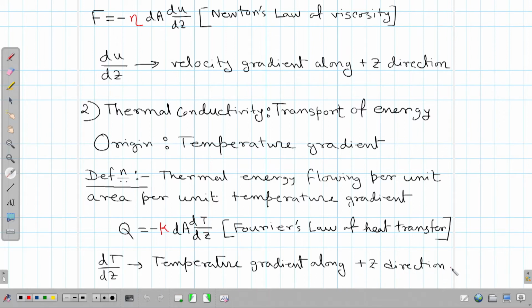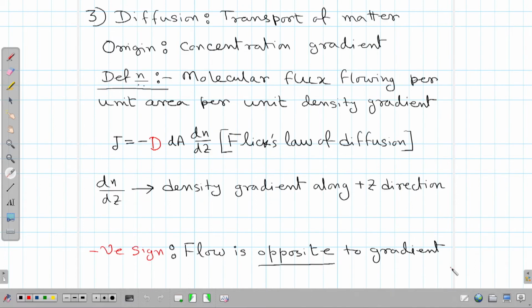Once again we are talking about only one direction, but it can be very well generalized to 3 dimensions, right. And lastly, we have diffusion, which is actually the transport of matter. What is diffusion? If we have, instead of a temperature gradient, a concentration gradient. What do you mean by concentration gradient?